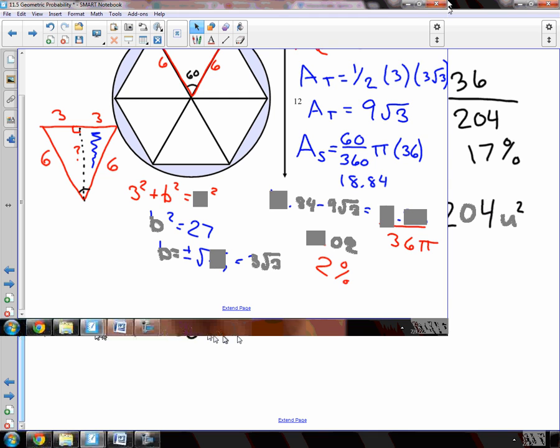Now, other than that, was geometric probability that bad? Yeah, it's hard. It's not hard, it's just not long. It takes a while. Most of these problems are going to be on the shorter end, so they're not going to be as difficult as this.